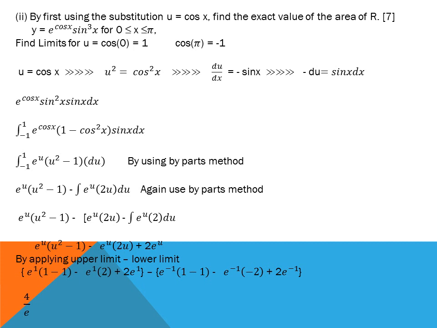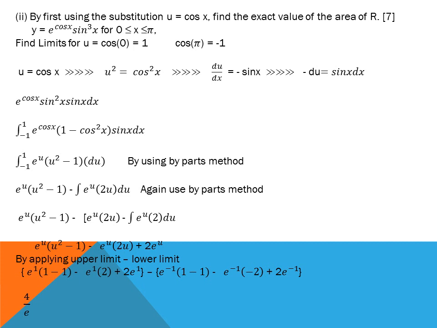First, I substitute cos x = u. So first I find the limits for u. I put the value of x as 0, cos 0 is equal to 1, and at π, cos π is equal to -1. So the upper limit of u is 1 and the lower limit is -1.